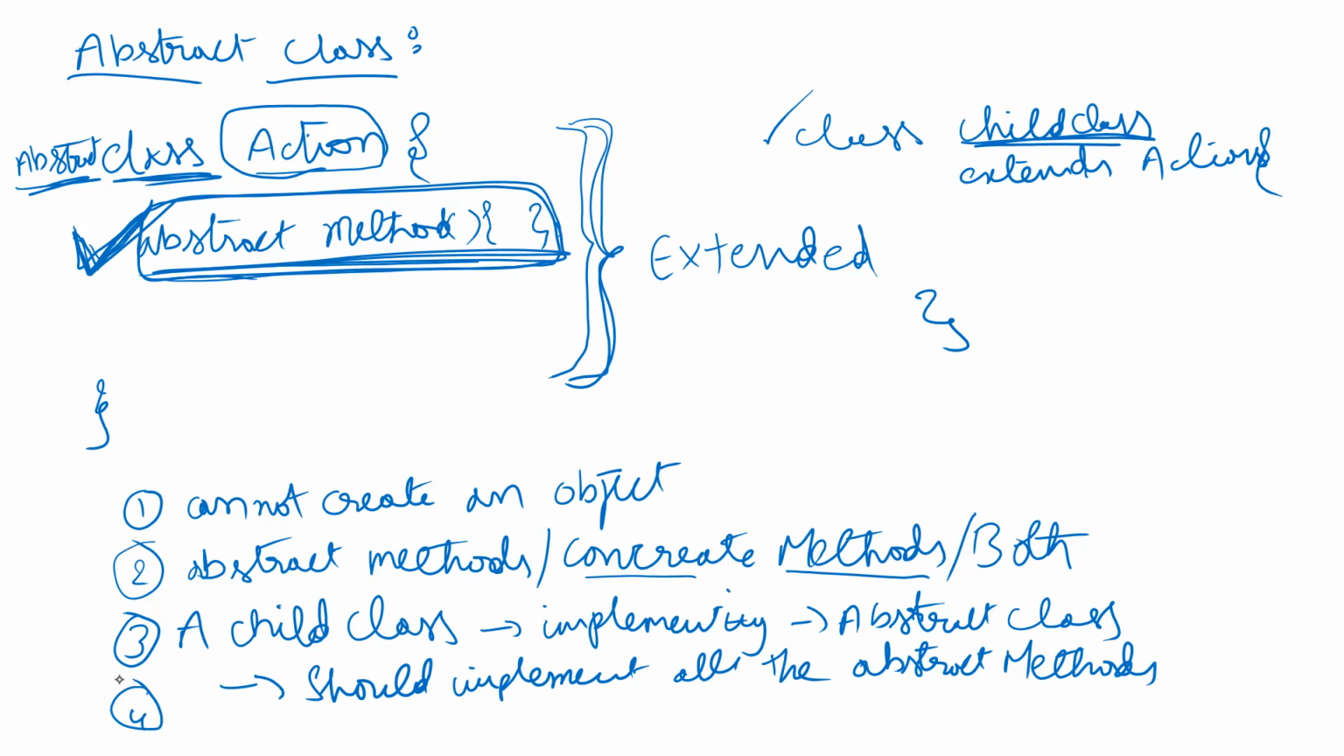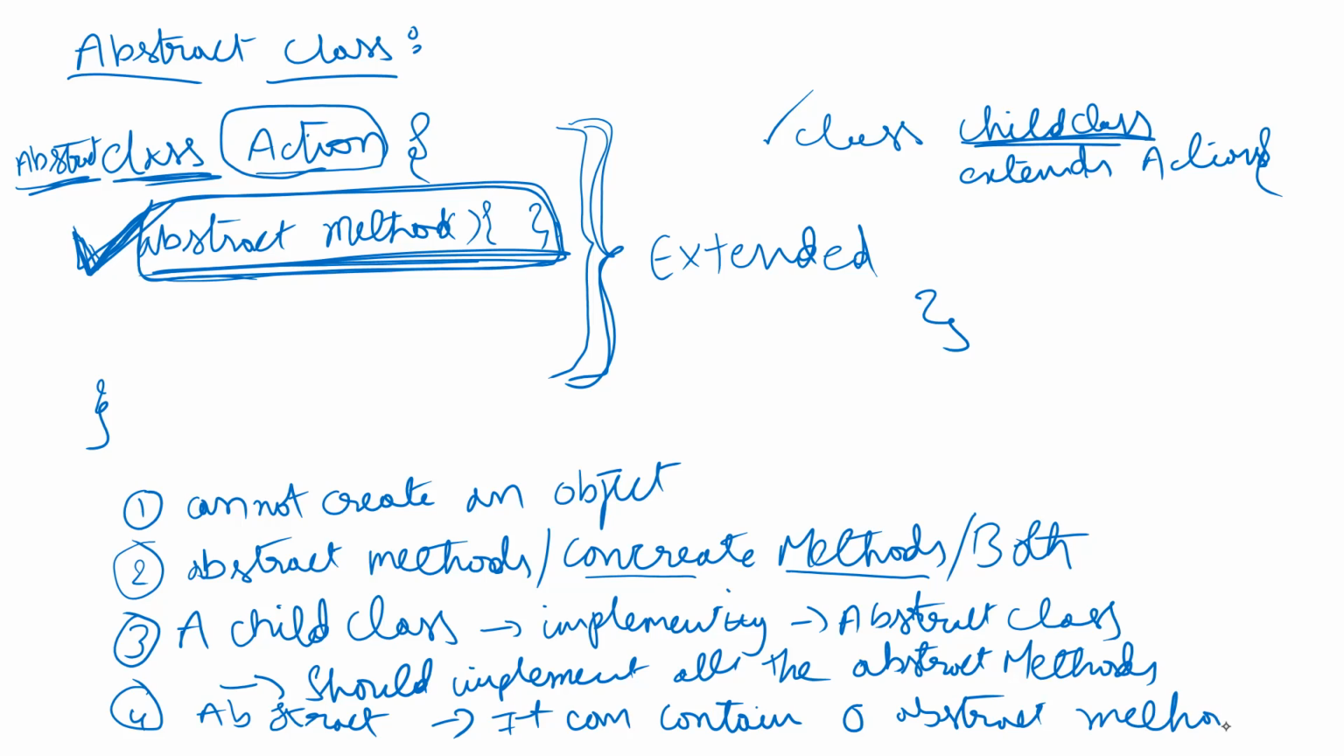And fourth one is, if we declare a class as abstract, it can contain 0 abstract methods. That means no abstract methods. We can declare a class as abstract without any abstract methods. But if a class contains an abstract method, then it should be abstract as well. So these are the few things you have to remember.